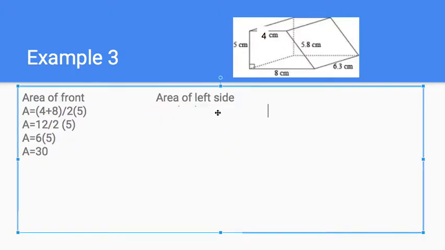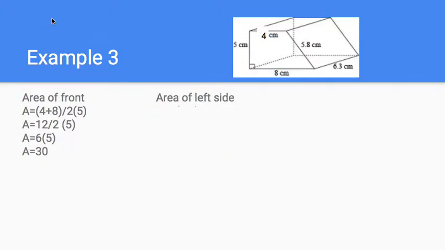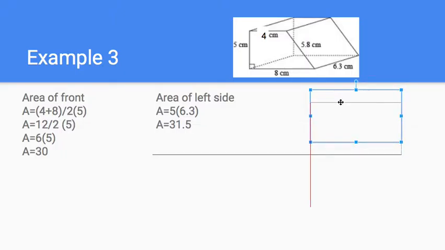Next, area of the left side. Okay, over here on the left, I have a height of 5 and then this length. This length matches up with this one. If you look, these are rectangles, so if this side is 6.3, this is 6.3. I'm going to do 5 times 6.3. That gives me 31.5.